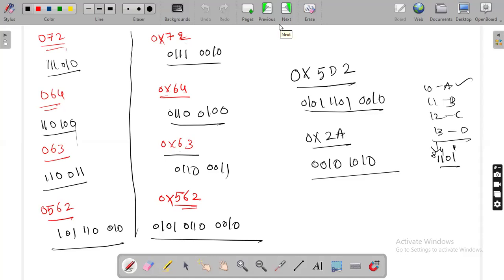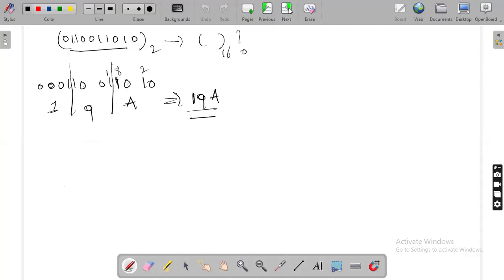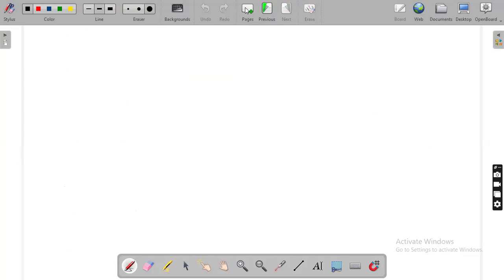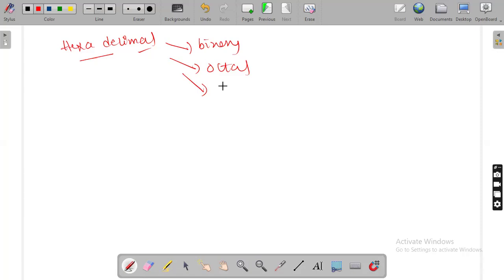Okay. Next, what is left? Decimal done, octal done. Now, last and final, hexadecimal. Okay, fine. Now, we'll see hexadecimal to all remaining conversions: hexadecimal to binary, hexadecimal to octal, hexadecimal to decimal.